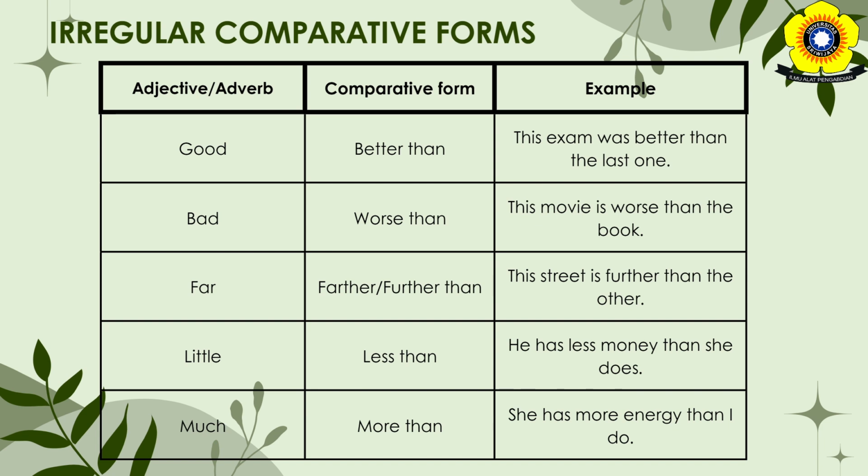For adjective far, the comparative form is farther than or further than. Example, this street is further than the other. For little, the comparative form is less than. Example, he has less money than she does. For much, comparative form is more than. Example, she has more energy than I do.